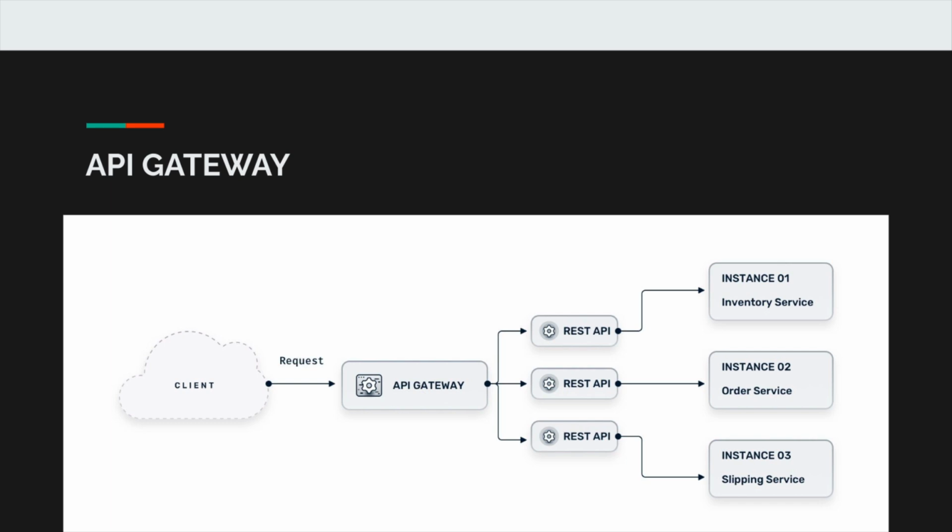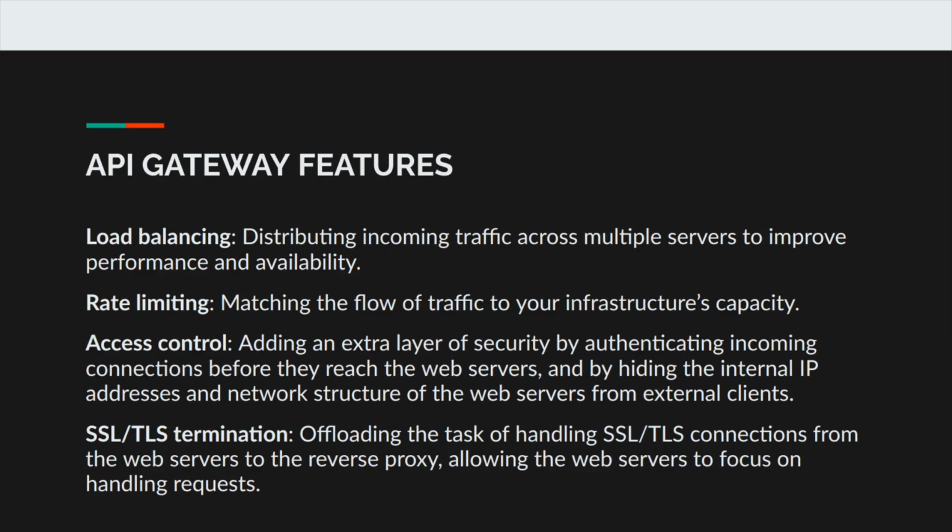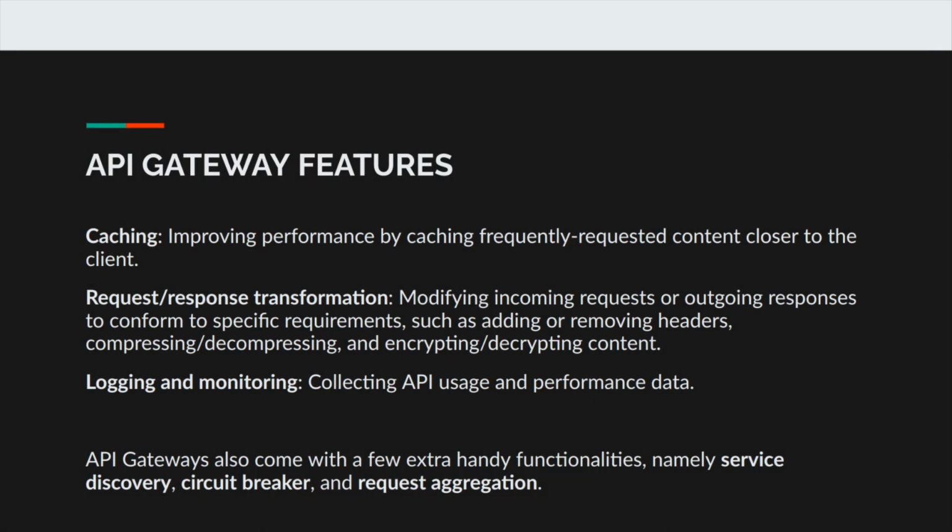So API gateways are commonly used in architectures where you need to expose multiple microservices to the outside world through a set of APIs. So on top of the functions we already saw as part of a typical reverse proxy, API gateways can handle load balancing, rate limiting, access control, SSL termination, caching, request and response transformation, logging and monitoring. Also, API gateways come with a few extra handy functionalities, namely service discovery, circuit breaker, and request aggregations.